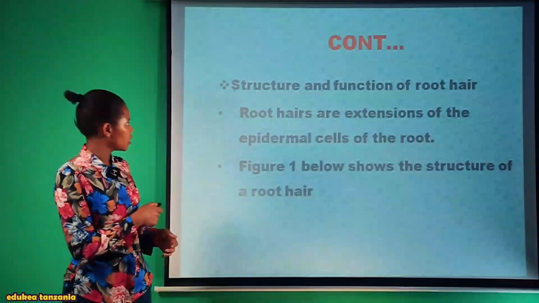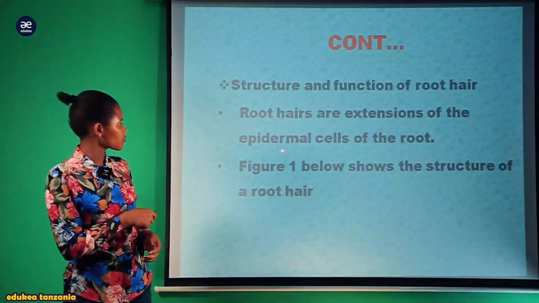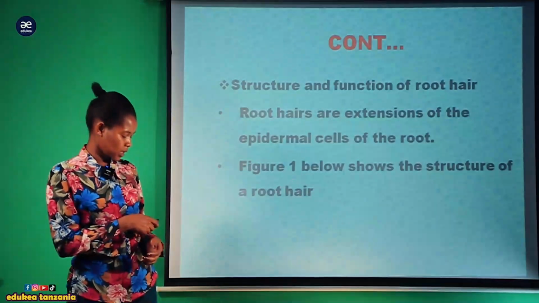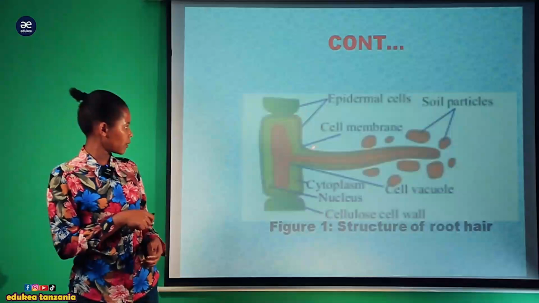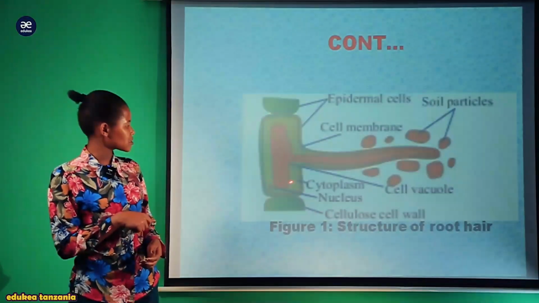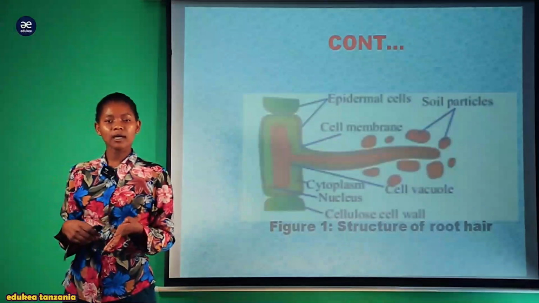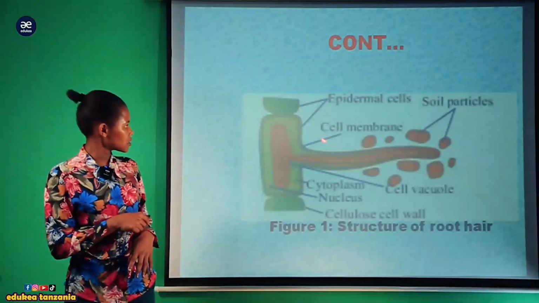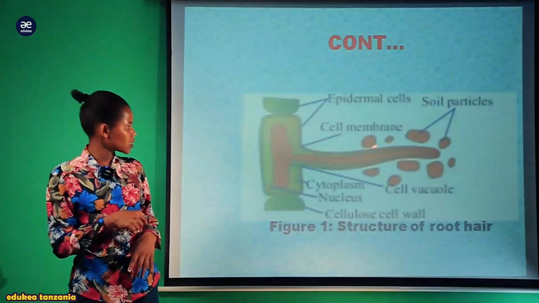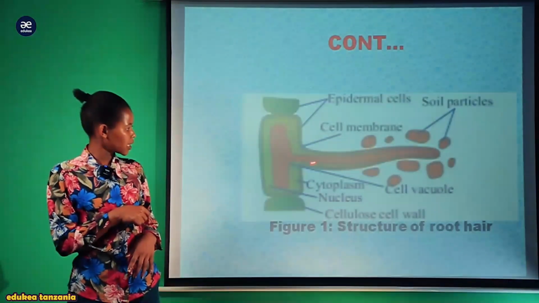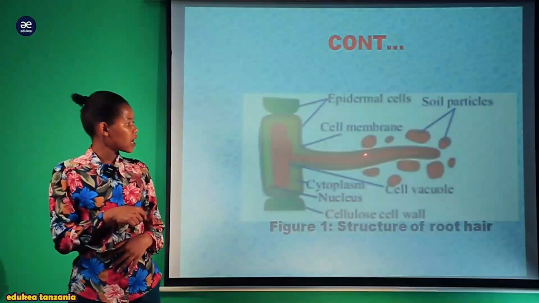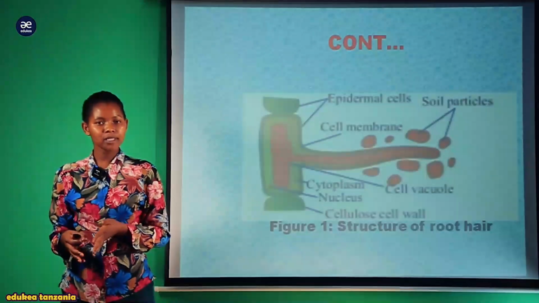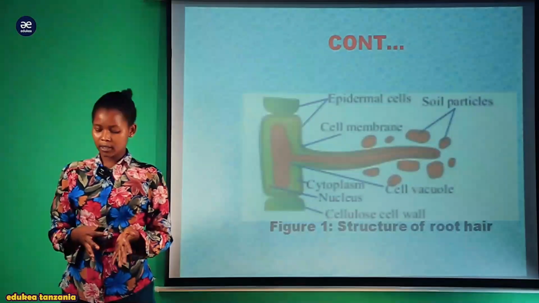And here we can see root hairs are extensions of the epidermal cells of the root, and figure 1 shows the structure of the root hair. Tukiangalia structure yetu hapa, hii inaonyeshwa ni epidermis. Epidermis ni outer cover ya root. Tukiona hapa extension ya epidermis imetutengenezea root hair. Root hair iko in contact with soil particles, ambako katika these soil particles ndo tunapata zile mineral salts, tunapata water na kadhalika.